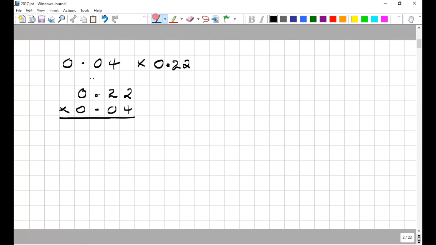Okay, Corey, let's continue with this one. 0.04 times 0.22. Okay, so what do we need to remember with this? You don't pay attention to the decimal point as soon as we set up the problem. How many decimal points do we have here? One or two? 2.